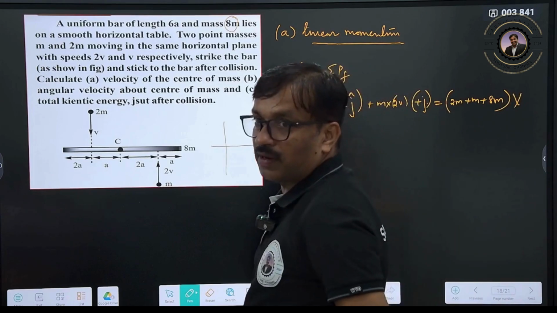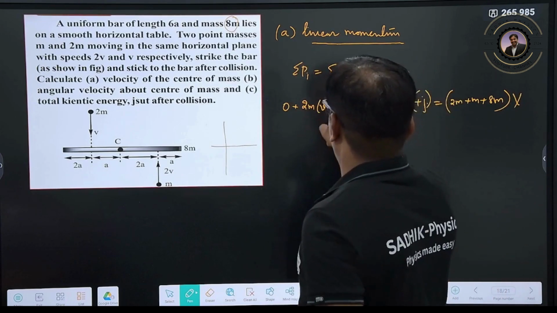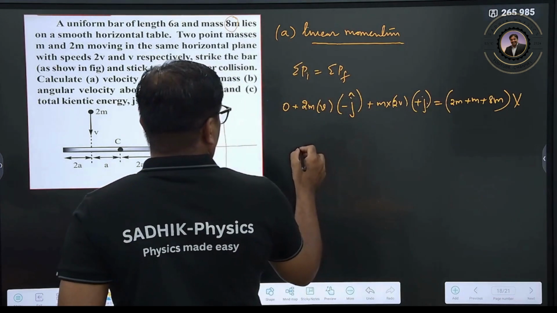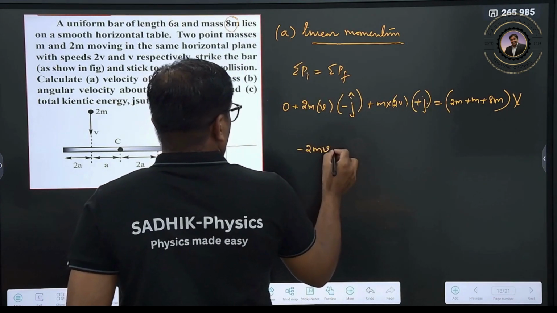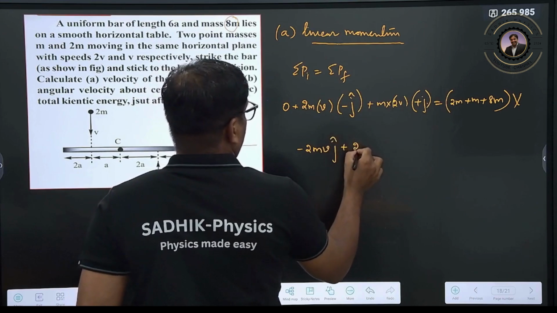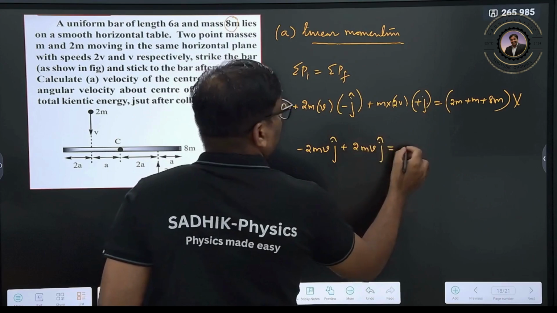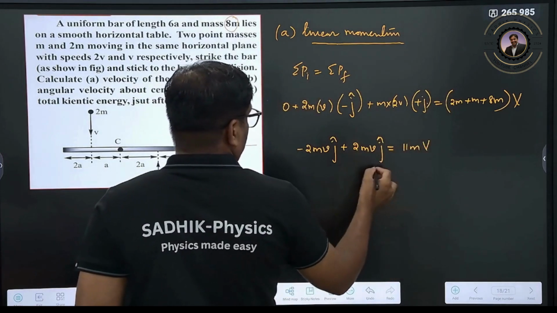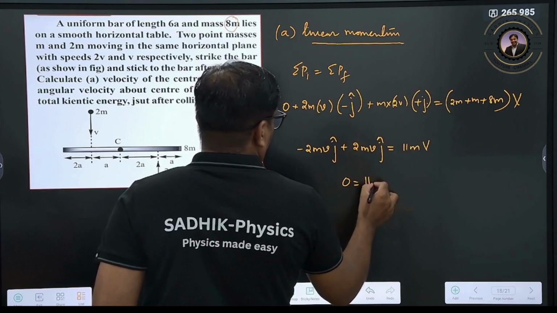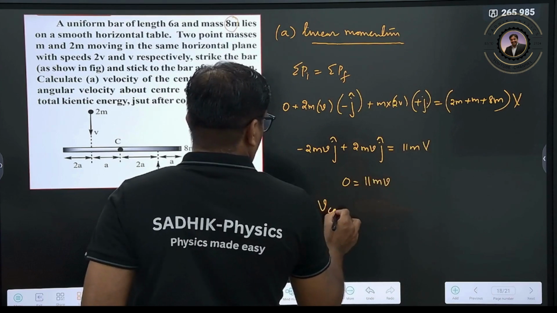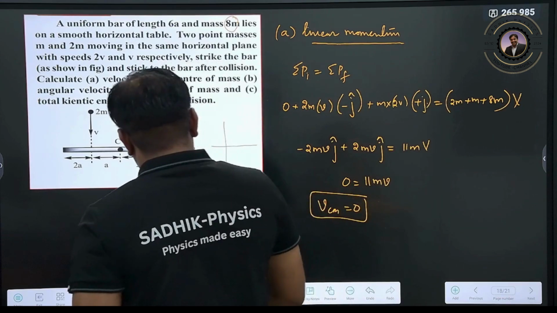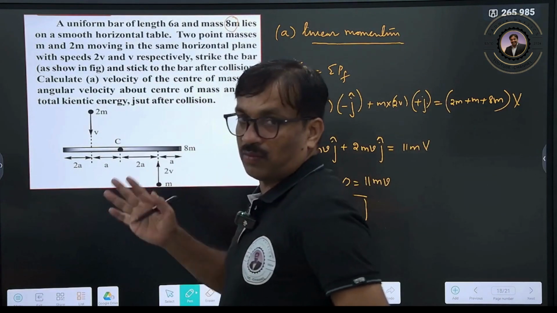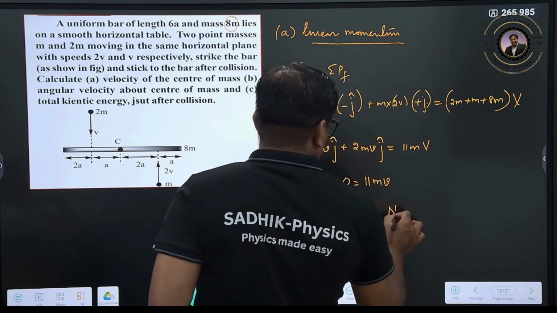After this, what will be the velocity? So 2mv minus j cap, plus 2mv j cap, so minus 2mv j cap plus 2mv j cap, therefore it is 11m into v, the velocity of the center of mass. So it becomes 0 over 11mv. So the velocity of the center of mass becomes 0. That means the velocity of the center of mass is becoming 0, meaning what? This rod is not moving, no translatory motion.